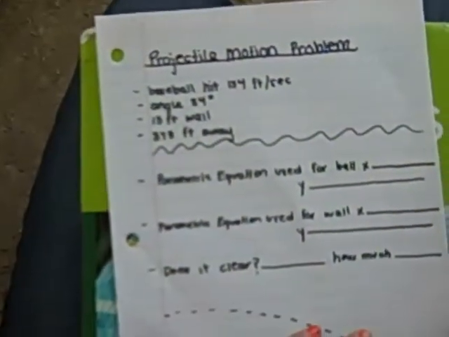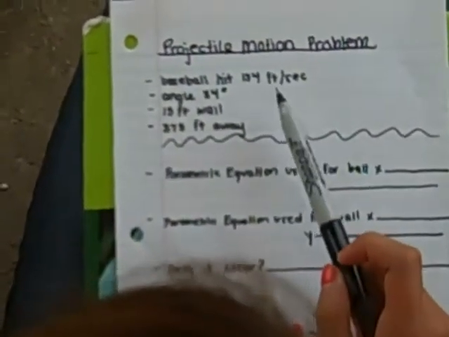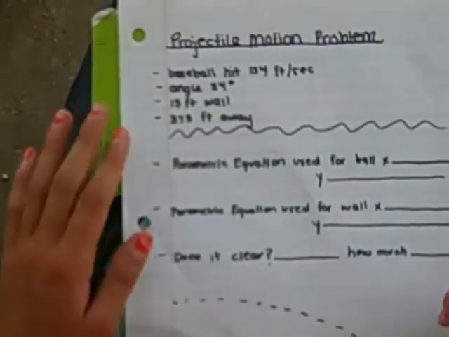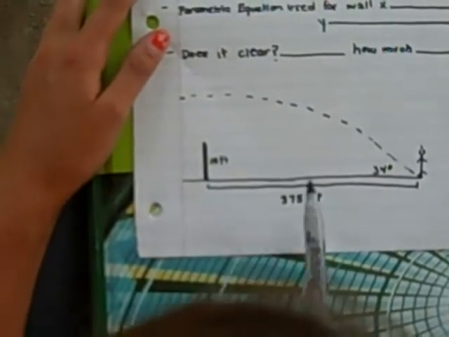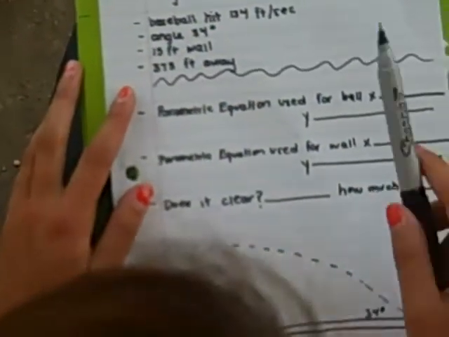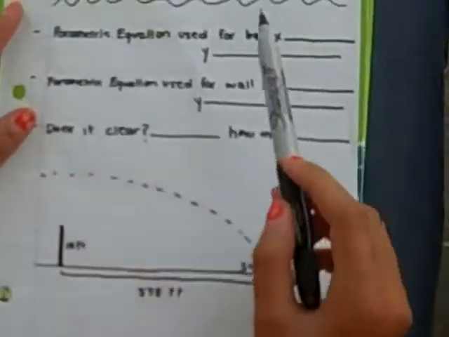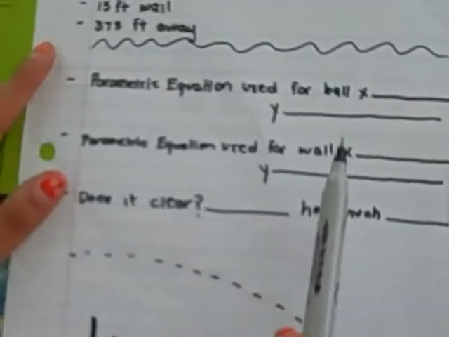So this is how we're going to solve the problem. We have the baseball hit at 134 feet per second, the angle is 34, 15 feet wall, 375 feet away, and this is what it kind of looks like. You can see the 15, 375, and 34. We're going to use parametric equations. So we have parametric equations for the ball and then parametric equations for the wall.